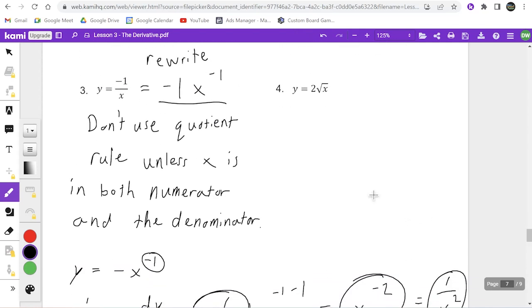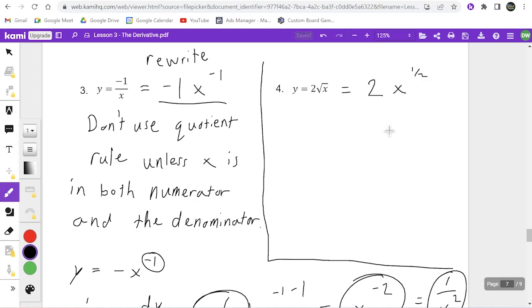Okay, and then one more to go on this page. It's number 4, y equals 2 root x. Remember, you can rewrite this as 2 times x to the 1/2 power, because square roots need to be rewritten as a fractional exponent as 1/2. We need to memorize this.